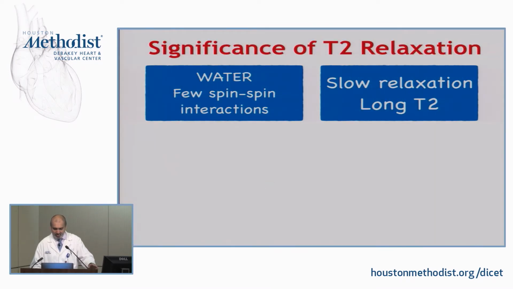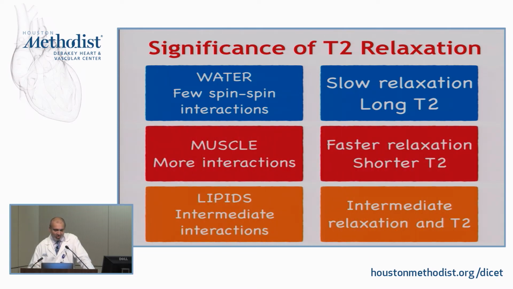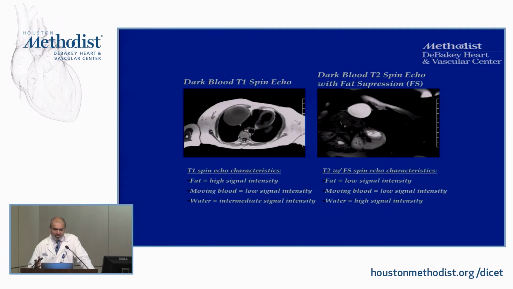So if you think about T2 relaxation from the speed at which it occurs, water is going to be the one that has the slowest T2 decay, then muscle or myocardium, and then lipids are going to have what we call intermediate T2 decay. So we can actually choose the type of imaging technique, or the imaging pulse sequence, that we want to utilize, such that it can weight the image intensity based either on the T1 properties of the tissue or based on the T2 properties of the tissue.